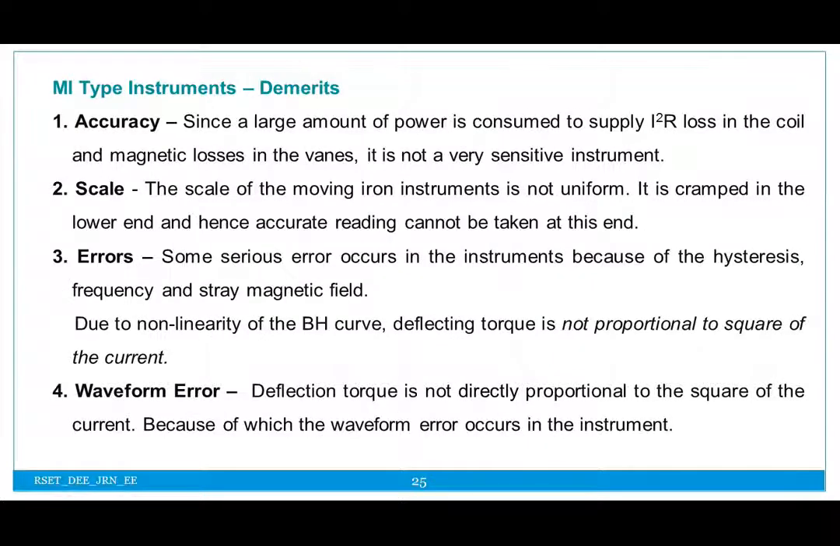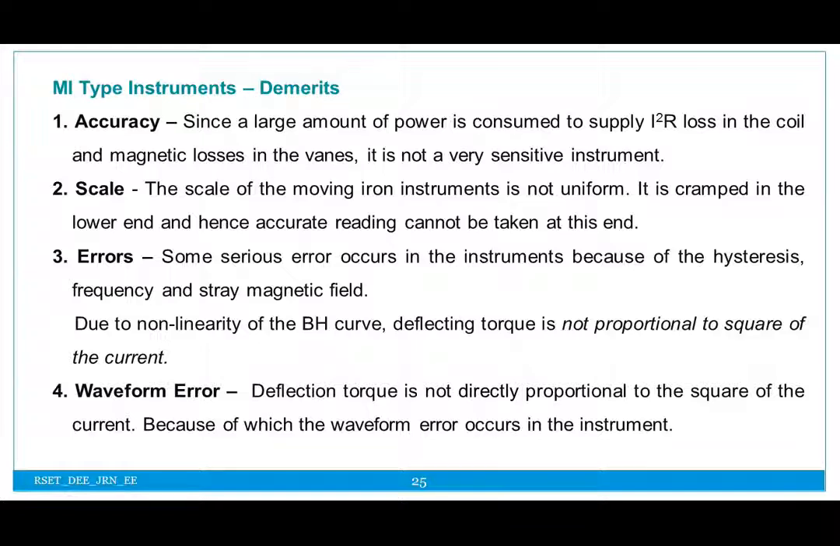Now, the demerits. Accuracy: since a large amount of power is consumed to supply I squared R loss in the stationary coil and magnetic loss in the vanes, it is not a very sensitive instrument. The scale of the moving iron instrument is non-uniform, as TD is proportional to I squared. It is cramped at the lower end. Hence, accurate readings cannot be taken at this lower end.